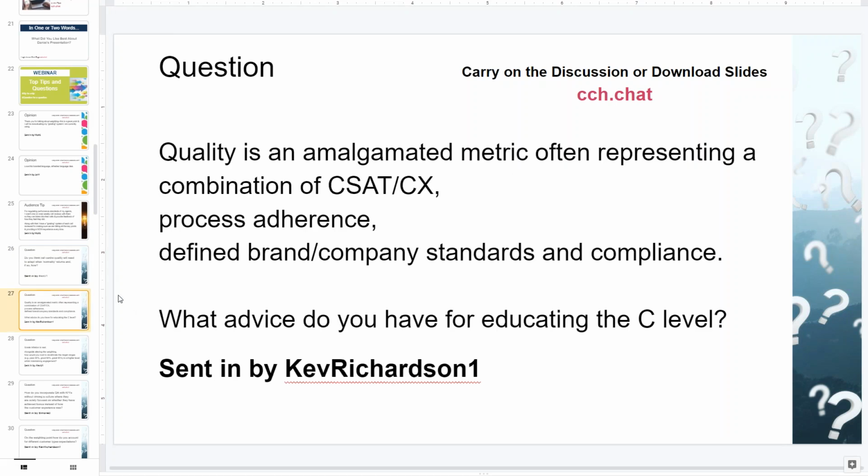Thank you. So Kev Richardson has asked a question. Quality is an amalgamated metric, often representing a combination of CSAT, CX, process adherence, defined brand and company standards and compliance. What advice do you have for educating the C-level? Daniel, I don't know whether you had any thoughts on this one. Yeah, I'm just curious, educate the C-level on what?